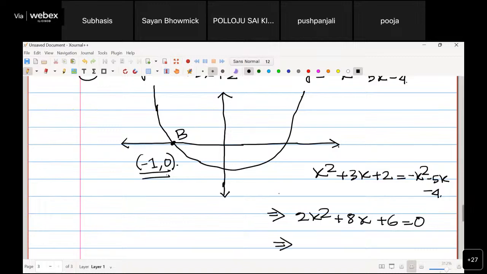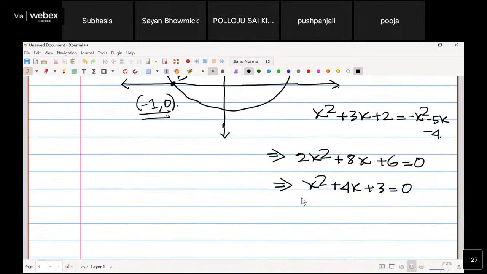And what I can do is take 2 out. So this is x square plus 4x plus 3. So I can factor it. This is x plus 3 into x plus 1, equal to 0. So that means x equal to minus 3 and x equal to minus 1.